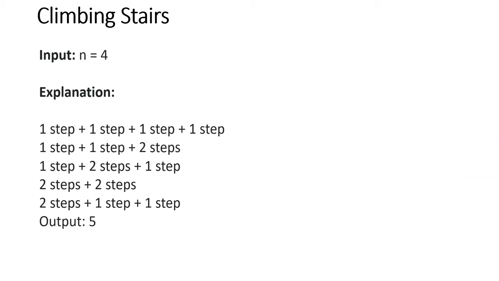So how do we arrive at it? Let's take this. When n is equal to 4, these are the ways in which you can get there. You can either do 1 step, 1 step, 1 step and 1 step, or 1 step, 1 step and 2 steps, 1 step, 2 steps and 1 step, 2 steps and 2 steps, and 2 steps, 1 step and 1 step. So 5 different combinations are there.